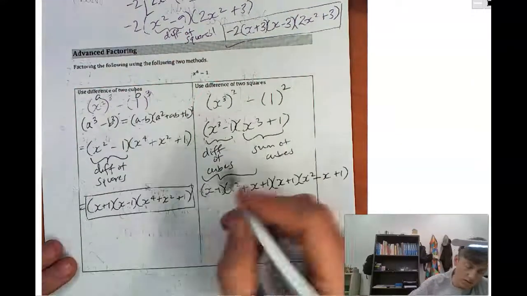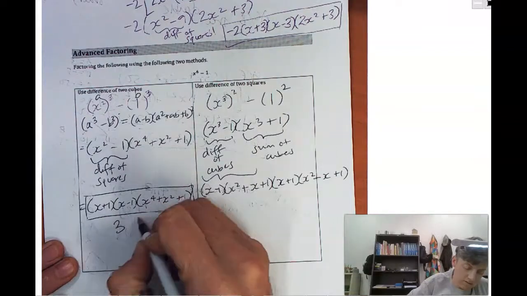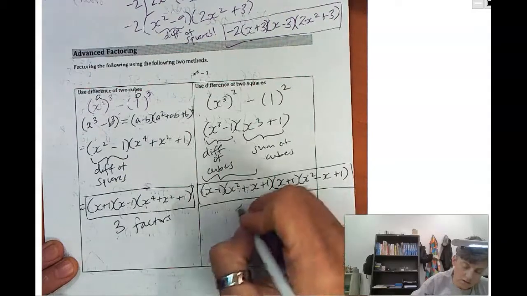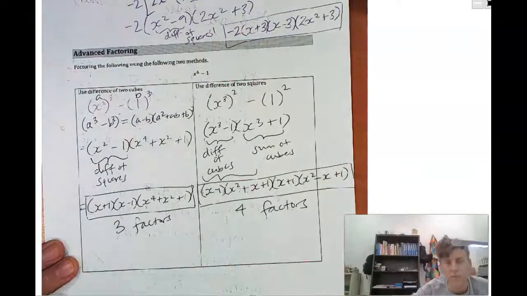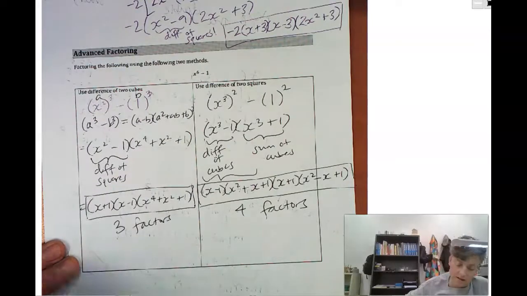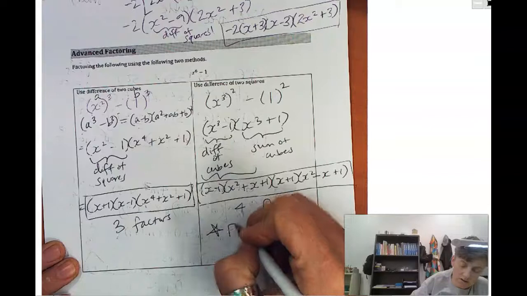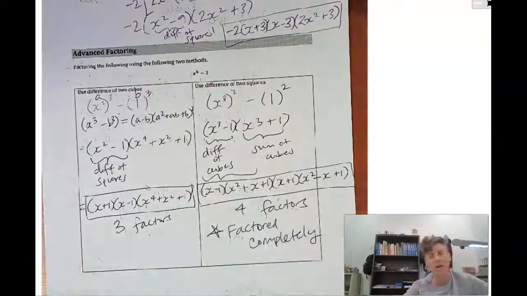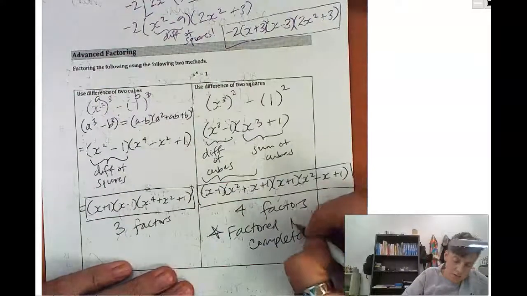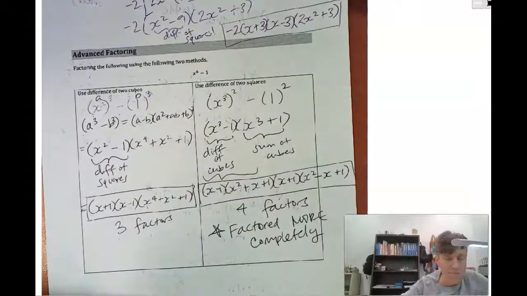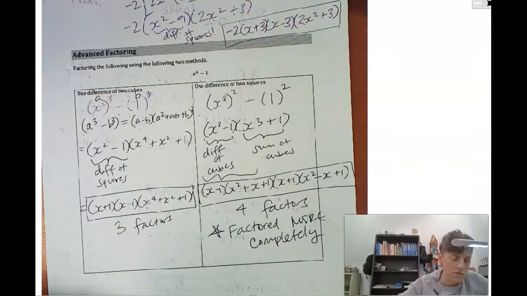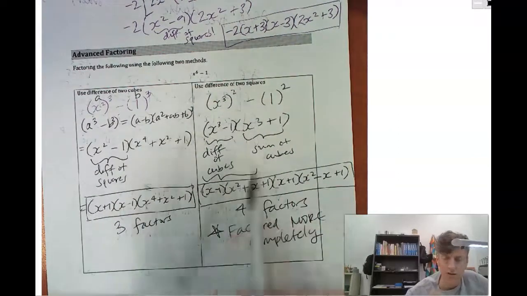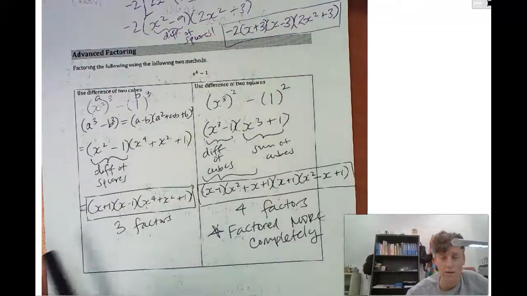Whoa. So this one has 3 factors. This one has 4 factors. Which one is factored more completely? This one. It's got more factors. So keep that in mind. If you've got an option between using cubes and squares, do the thing that's going to get you more factors to factor more completely.